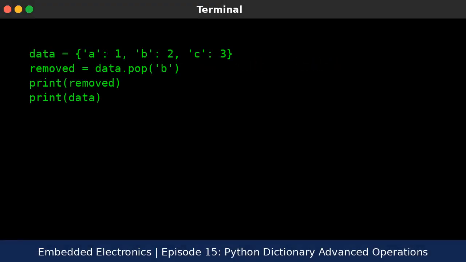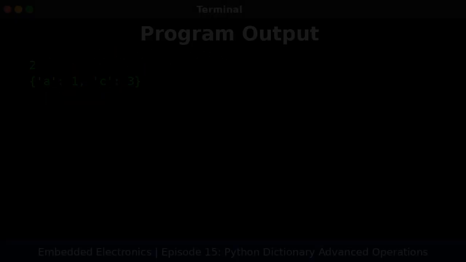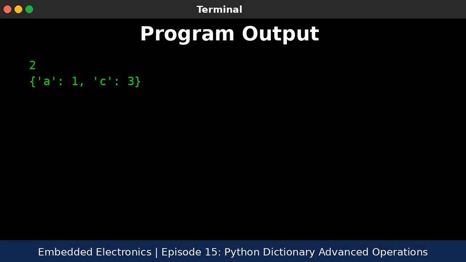Here pop removes the key B and returns its value while the dictionary updates accordingly. The output of example 2, removing items, is as follows. 2, A, 1, C, 3.